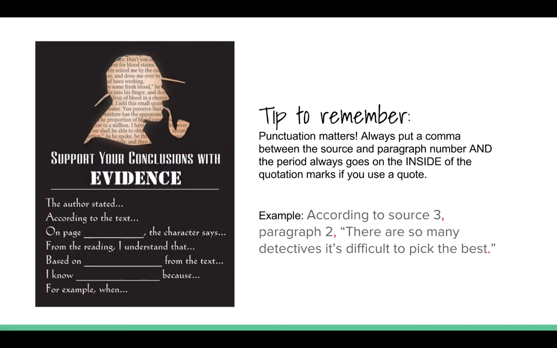All right. One more thing about embedded citations, we always want to make sure, and punctuation matters. This is our tip to remember. Always put a comma between the source and paragraph number, and the period always has to go on the inside of the quotation mark. So you can kind of see down here, we put the punctuation in red. It says, according to source 3, comma, paragraph 2, comma, then we've got our quotation. There are so many detectives, it's difficult to pick the best. You guys see that the period is before the quotation mark. That's actually super important. So just remember that.